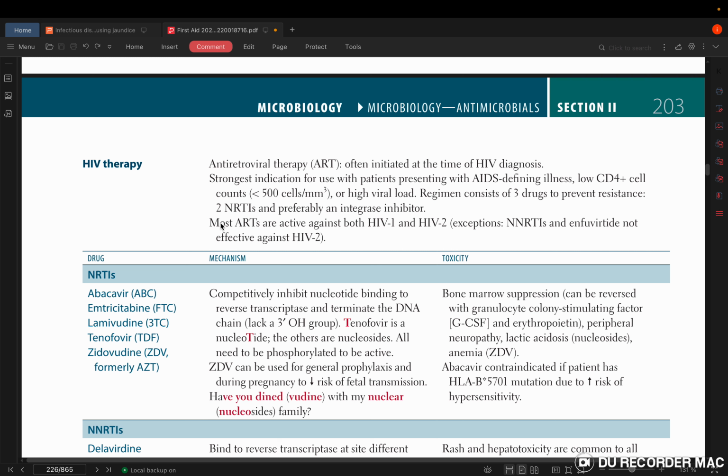Okay, most ARTs, antiretroviral therapy, are active against both HIV-1 and HIV-2. Exceptions include NNRTIs and enfuvirtide, which are not effective for HIV-2.